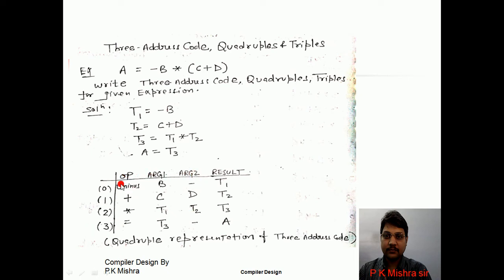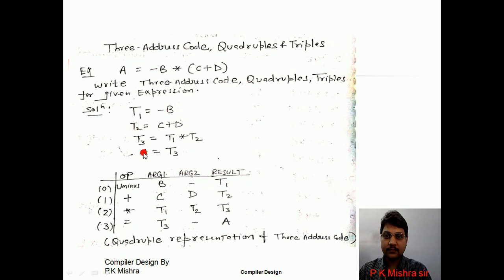Now see what is the quadruples representation for the first statement, t1 equal to minus b. There is a unary minus, so write unary minus as the operator. Argument 1 is b. Argument 2 is not available. And t1 is the result, because we are storing this value in the temporary variable t1. Now for the second statement, c is argument 1, d is argument 2, the operator is plus, and t2 is the result.